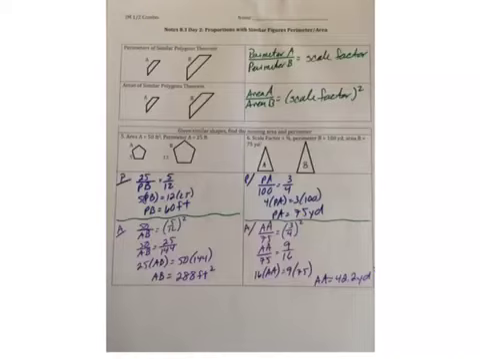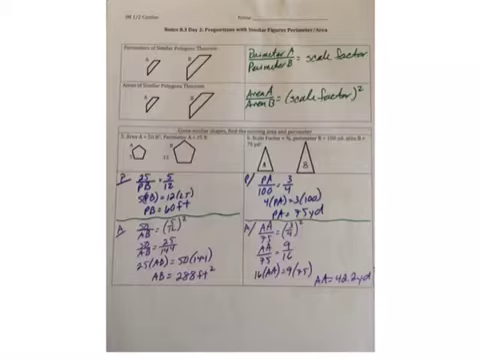All right, here we are looking at 8.3 day 2. Still proportions of similar figures, but this time looking specifically at the area and perimeter of the similar figures. And hopefully, if you did the investigation yesterday, these notes will make sense to you.